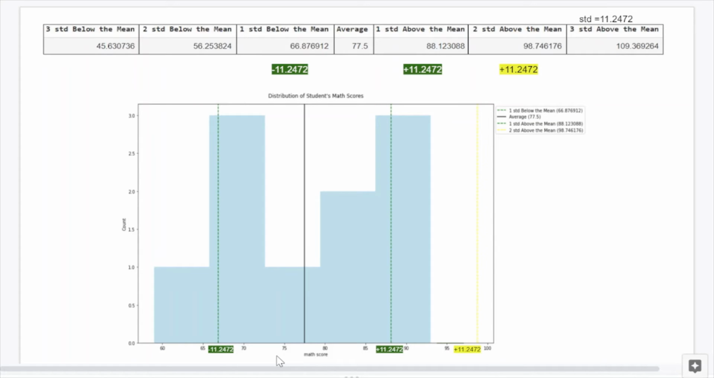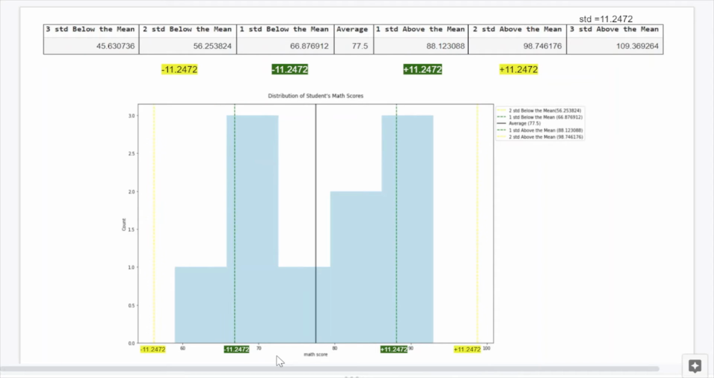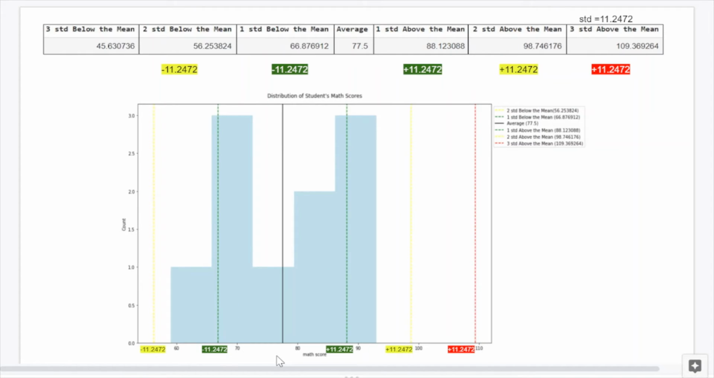Now, when we do the opposite, we go two standard deviations below the mean. That means that we're going to subtract, once again, 11.2472, and that's what two standard deviations below the mean looks like. And then finally, we have the third standard deviation above the mean. That means we've added three standard deviations to the average. So that means 3 times 11.2472, that's 109.3693. And so that's what it looks like graphically.